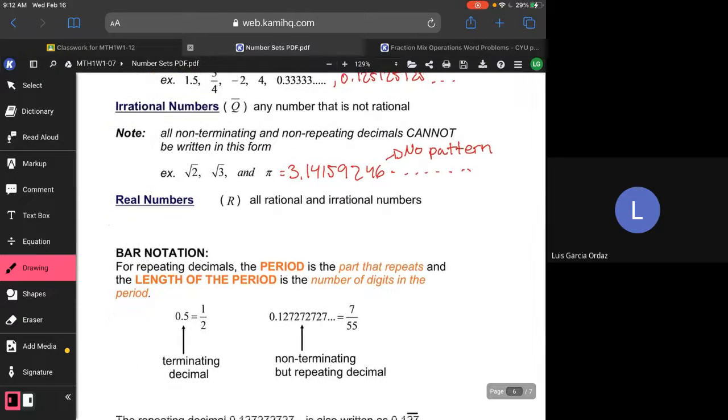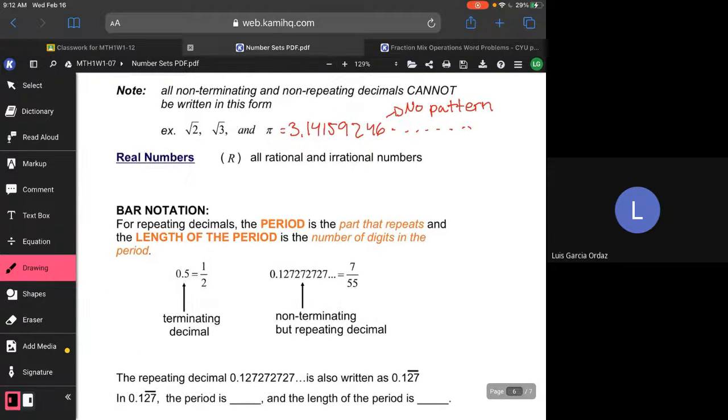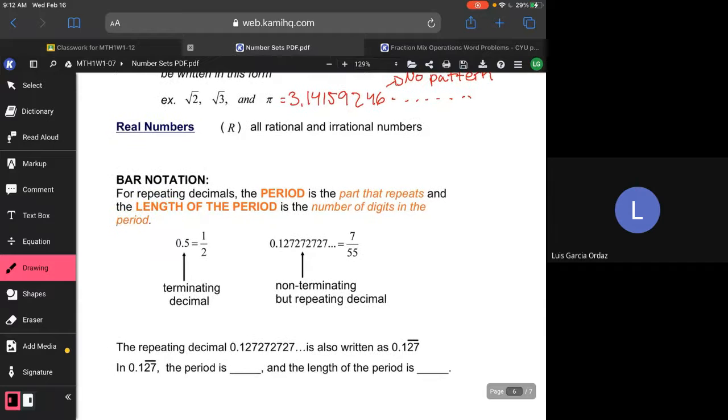And last but not least, bar notation. So for repeating decimals, the period is the part that repeats, and the length of the period is the number of digits in the period. Okay. So we have a terminating decimal over here, 0.5. That is the end of the decimal.